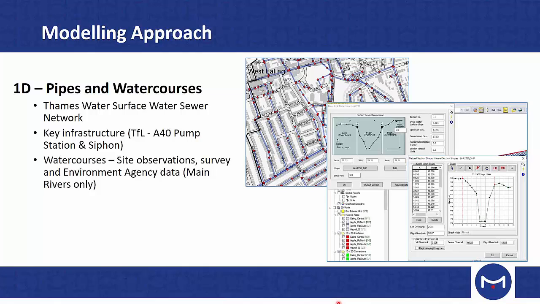Then the watercourses were modelled using a combination of site observations, detailed topographic survey that we commissioned, and Environment Agency data from the main rivers. You can see the images I've used here are just examples of how the model used this information. The top image there is a representation of the modelled sewer network, and this image here shows one of the cross sections that was used to represent one of the watercourses.